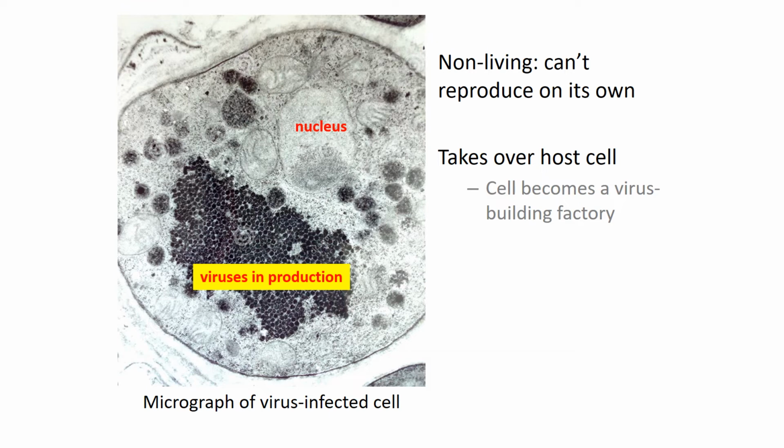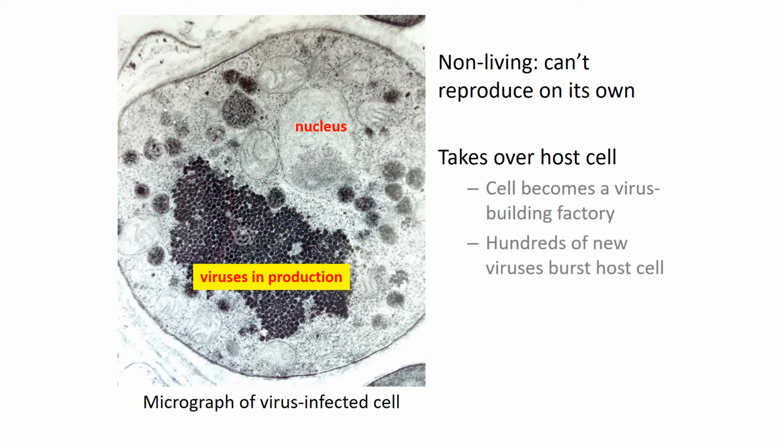And so the host cell's own organelles for producing proteins and replicating DNA or RNA, all of these cellular processes are taken over by the virus so that your cellular machinery turns against you and becomes virus producing factories.